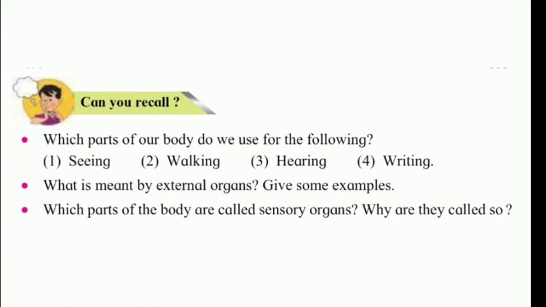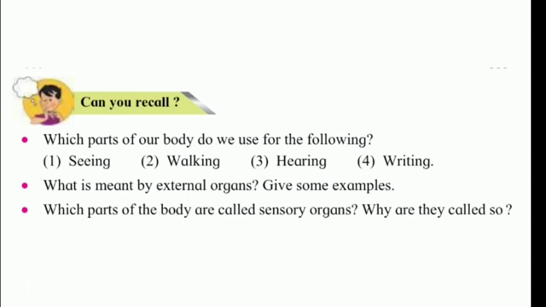Now students, moving to can you recall? Which body parts of our body do we use for the following? See, the first one is seeing. For seeing we use eyes. Then for walking we use legs. Then for hearing we use ears, and for writing we use hands and fingers.